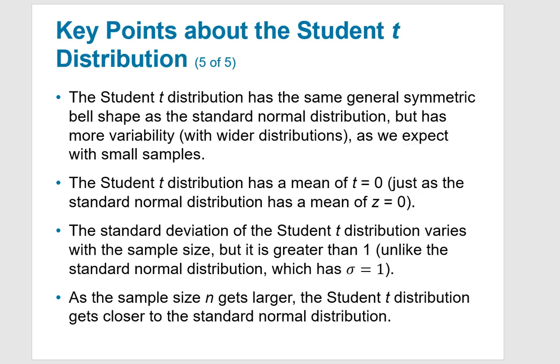Unlike the standard normal, which always has a standard deviation equal to 1, the t distribution will vary from sample size to sample size. And as n gets larger, the t distribution gets much, much closer to that standard normal distribution that I showed you in the last picture. So just to give you a couple things.